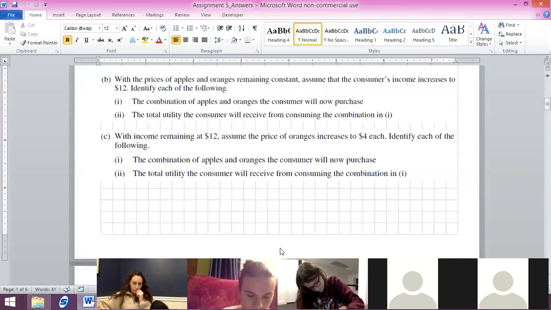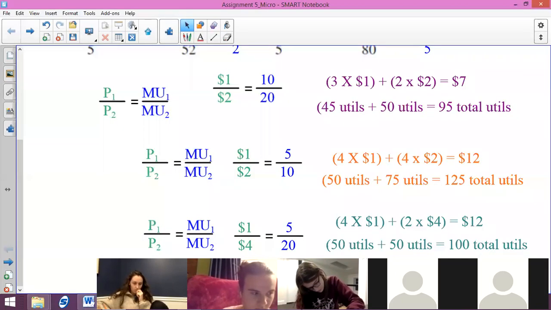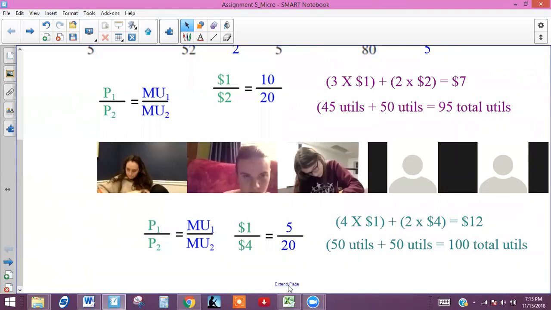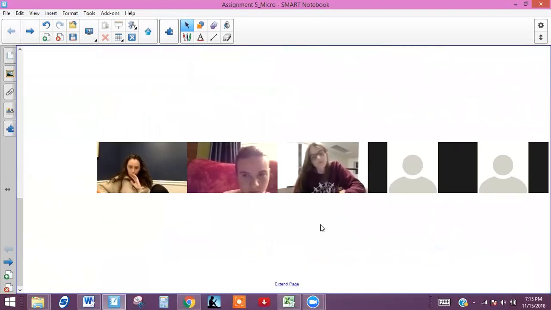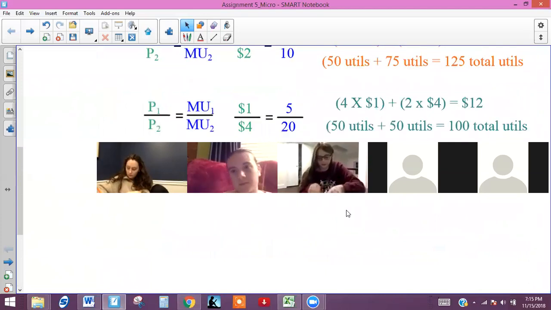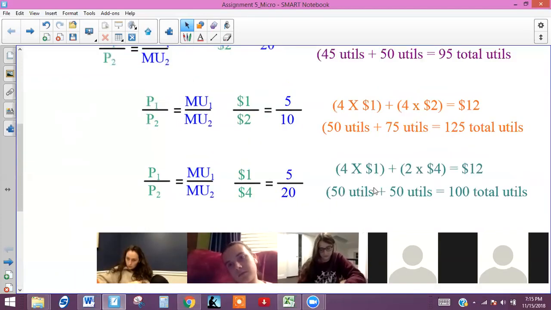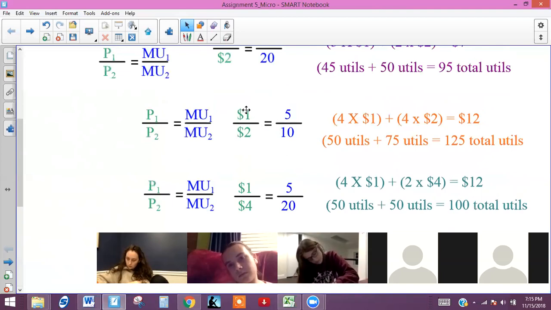So we jump back over here and we say, well, now we need to change the ratio. Now, instead of the price ratio being 1 to 2, we're going 1 to 4. So our ratio of marginal utility needs to be 1 to 4.